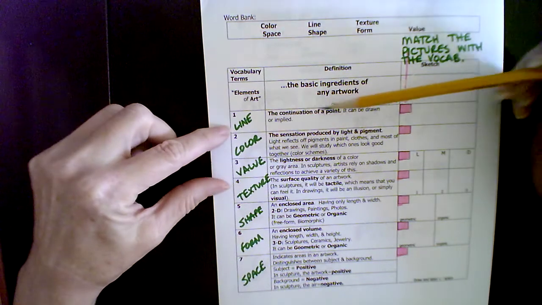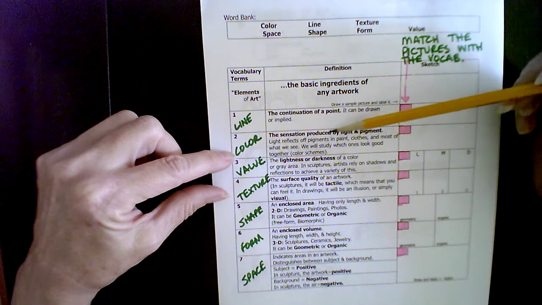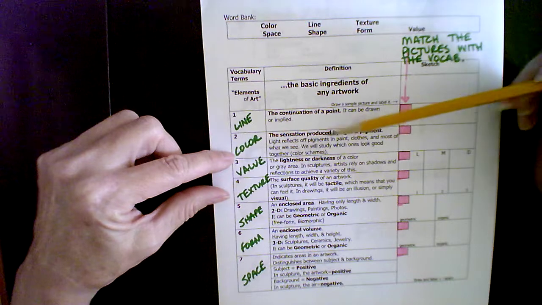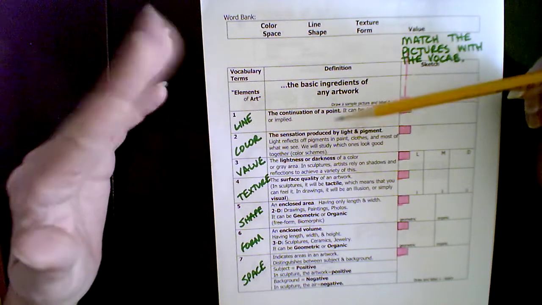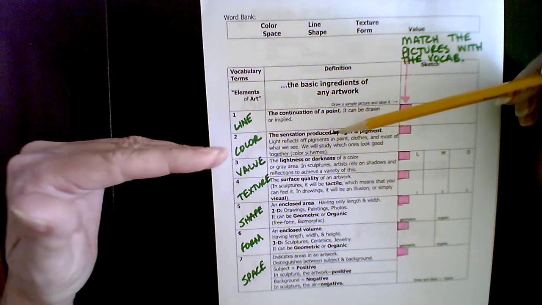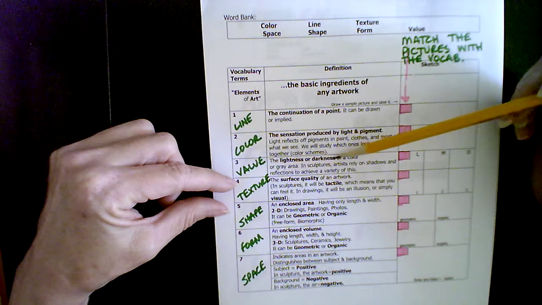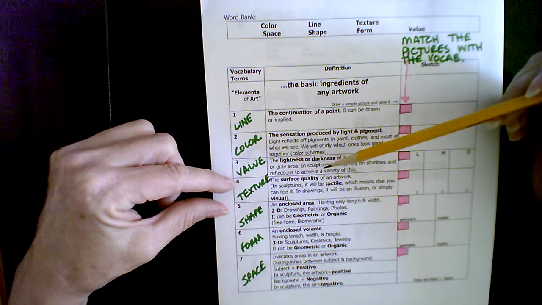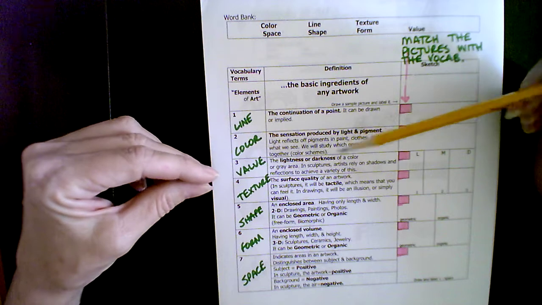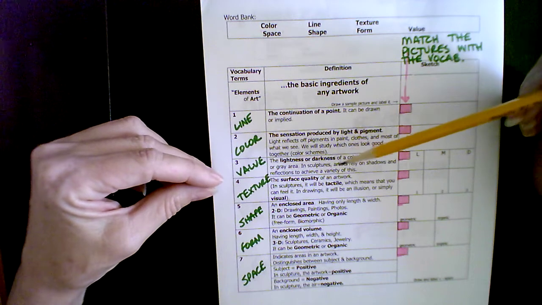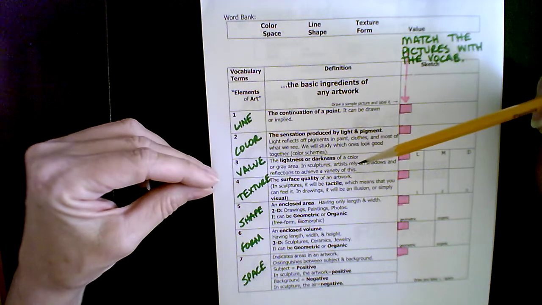Line is a continuation of a point. Color is the sensation produced by light and pigment. Pigments are in everything that we see. They're in your skin, they're in paint. Light reflects off of them, and that's the color you see. Value has to do with the lightness or darkness of a color or gray area. So white, gray, and black are different values. You can have white, pink, red, maroon, and black, and those are the various values of red.